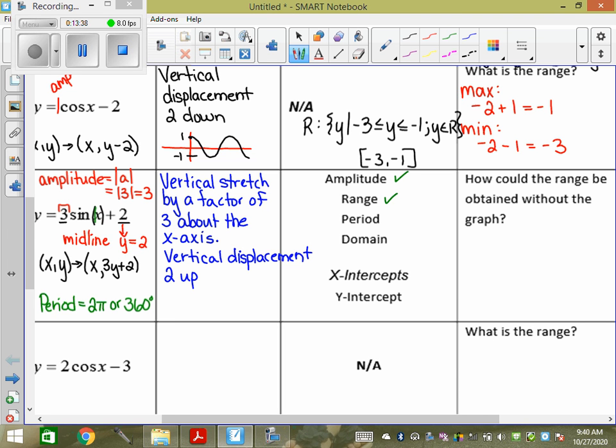Is the period going to change? Still 2 pi, no horizontal phase shift or horizontal stretch. The domain, nope. The x-intercepts. Remember, x-intercepts are a number and 0. Are my x-intercepts going to change? Trick question. What's happening here? If we just multiply by 3y, would my x-intercepts change? Nope. But because we're adding 2, do they change?